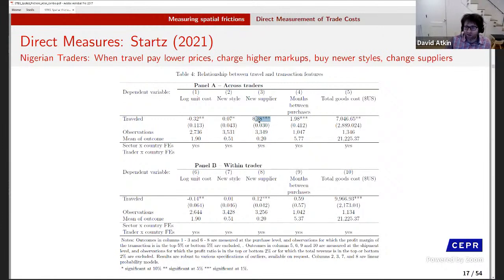You're more likely to add new suppliers. You're also spending a longer time between purchases, and you're buying bigger batches. So typically, when you travel, you go less frequently and buy bigger shipments, as you'd expect, given the large fixed cost of traveling. So these are all suggestive facts, which point towards these two frictions we talked about earlier: a search problem, where I want to go and see what products are available, and that's hard at distance, and a contracting problem that's also hard at distance.